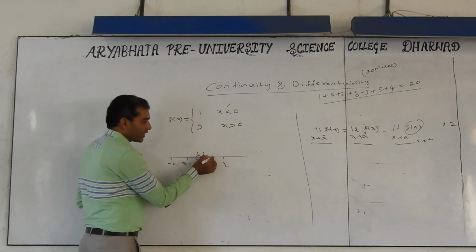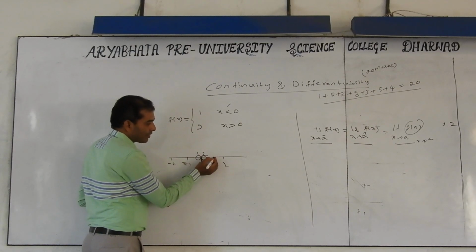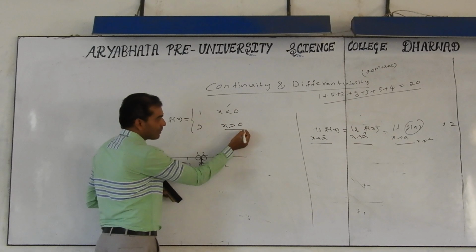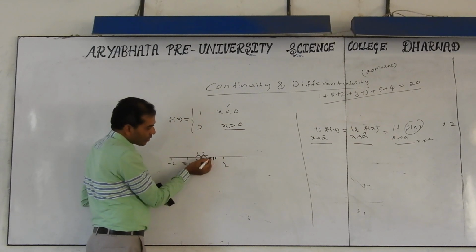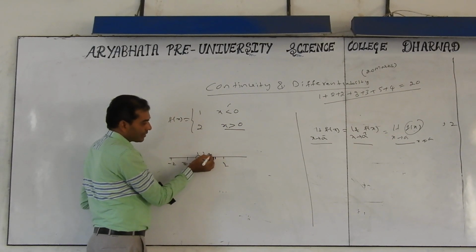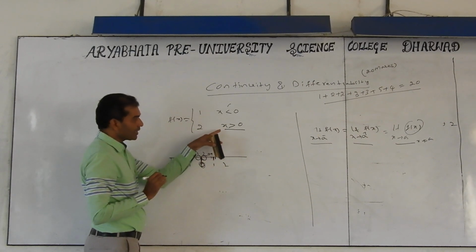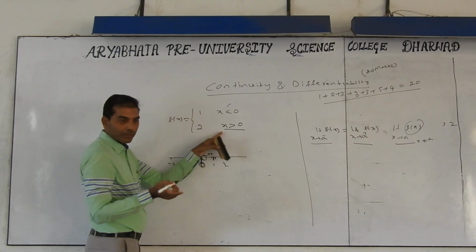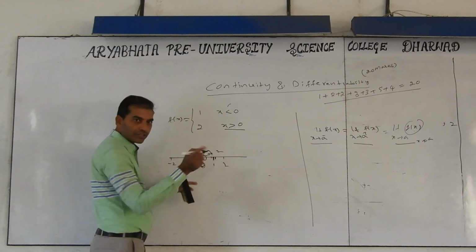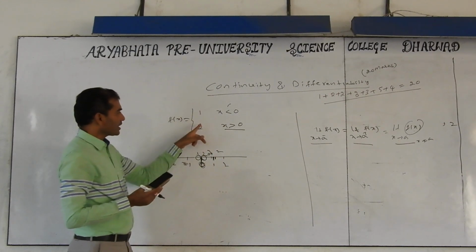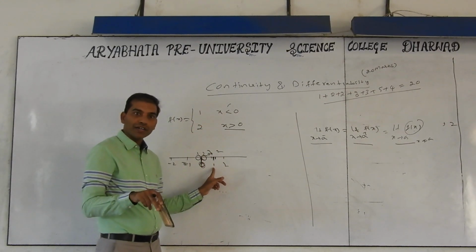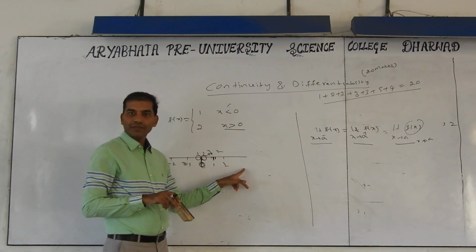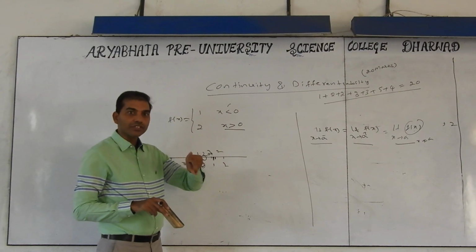If you take 1, tell me, 1.1 comes under above 0. Next, below 1, tell me, 0.9. Okay, 0.9 comes under above 0. That means left and right, both values are the same. So this function is not changing at 1, at 2, at 3. But it is changing only at 0.